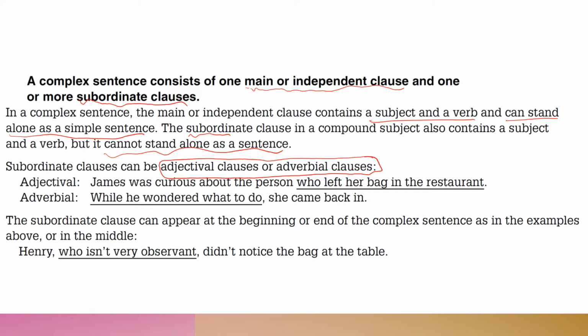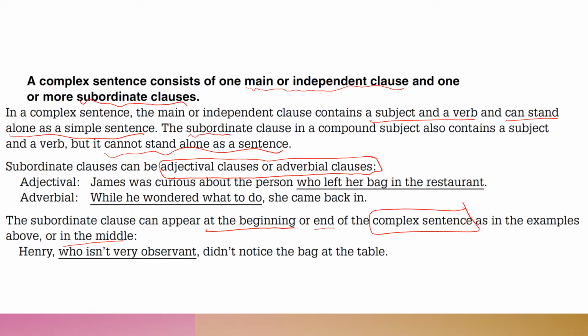The subordinate clause can appear at the beginning or end of a complex sentence, as in the examples above, or in the middle. Henry, who isn't very observant, didn't notice the bag at the table. So here, as you can see, it appears in the middle. So a subordinate clause can be at the beginning, middle, or end of a complex sentence.